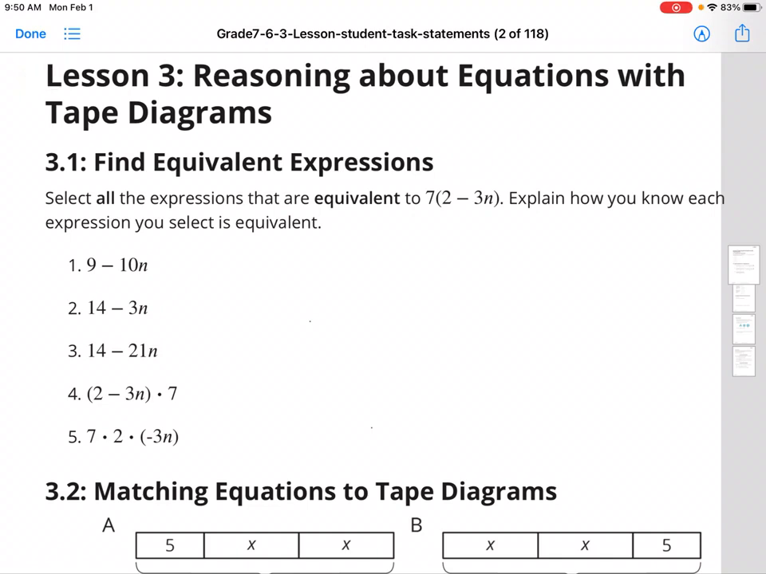Lesson 3, Reasoning about Equations with Tape Diagrams. On 3.1, Finding Equivalent Expressions, you're going to select all the expressions that are equivalent to 7 times 2 minus 3n, and explain how you know each expression that you select is equivalent.